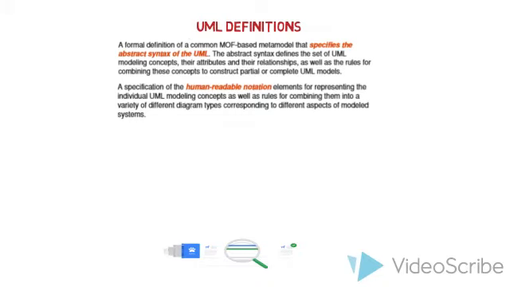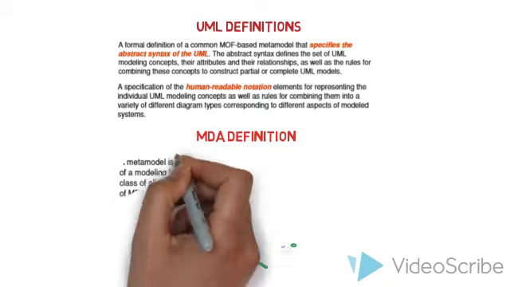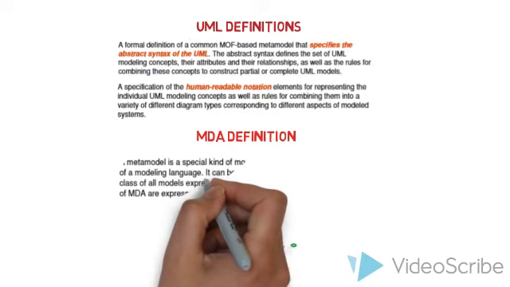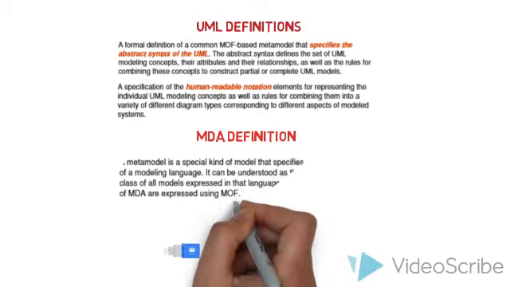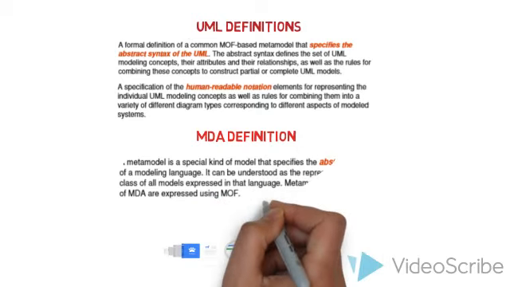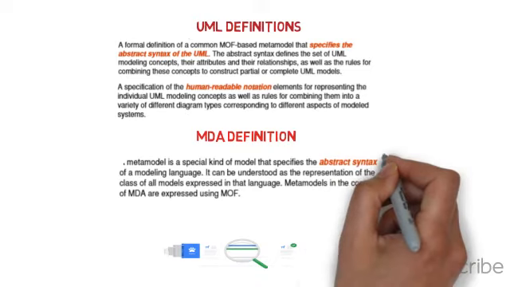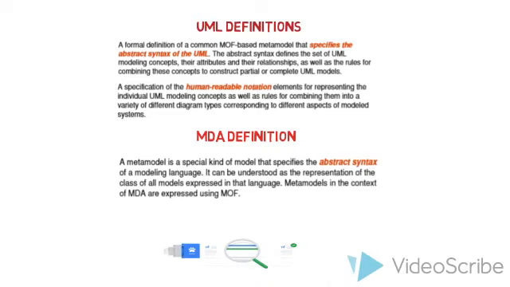of the modeled system. If we see the MDA definition, a meta model is a special kind of model that specifies the abstract syntax of a modeling language. It can be understood as the representation of the class of all models expressed in that language. Meta models in the context of MDA are expressed using MOF.